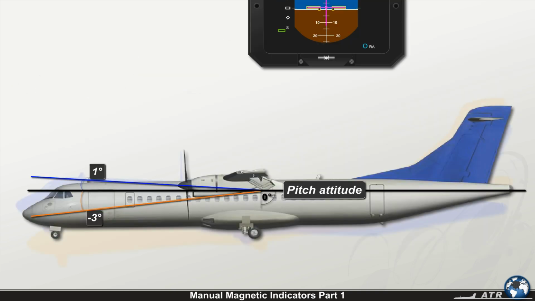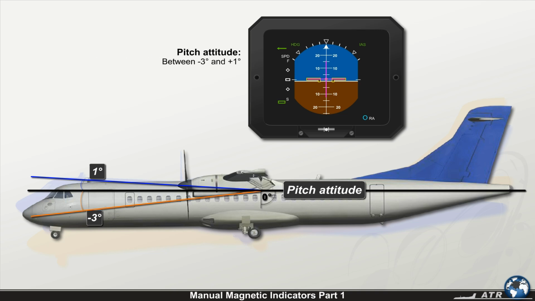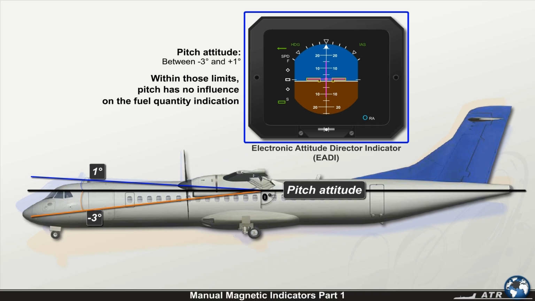The pitch attitude of the aircraft must be between -3 degrees and +1 degree, and within those limits pitch has no influence on the fuel quantity indication. The aircraft pitch can be obtained from the Electronic Attitude Director Indicator, EADI. Please refer to the chapter Flight Instruments for a detailed description of the EADI.